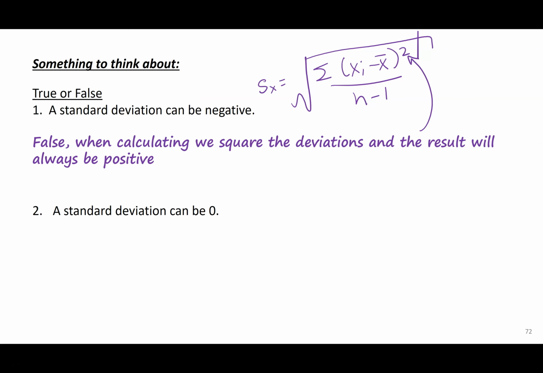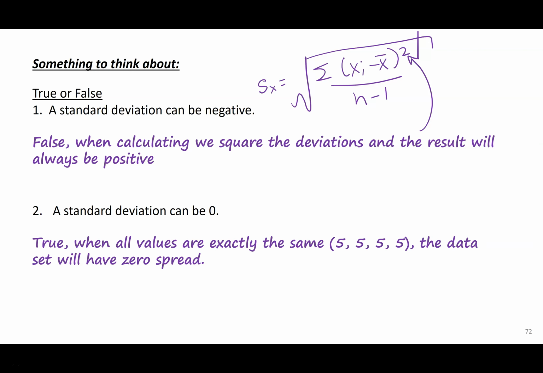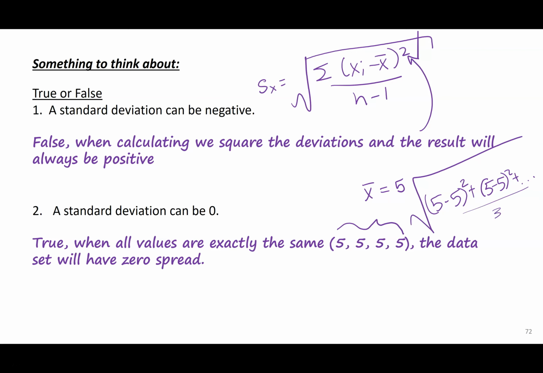And then, two, a standard deviation can be zero. While this isn't likely, it is possible. When all the values are exactly the same, the data set will have zero spread. So here, if I have four observations, 5, 5, 5, 5, this means that my mean is going to be 5, and all of my deviations will be 5 minus 5 squared, plus 5 minus 5 squared, and I'm going to have that 4 times. Well, I'm going to have 0 plus 0 plus 0 plus 0 over 3. So it's going to end up being 0. So a standard deviation of zero means zero spread. That only happens when you have exactly the same value for all observations, which is really unlikely, but possible.